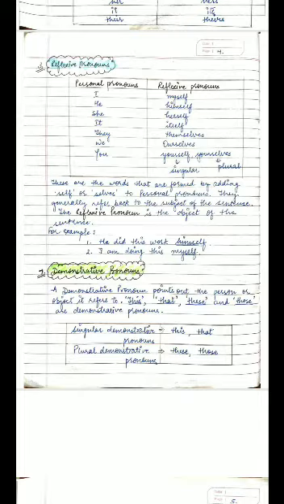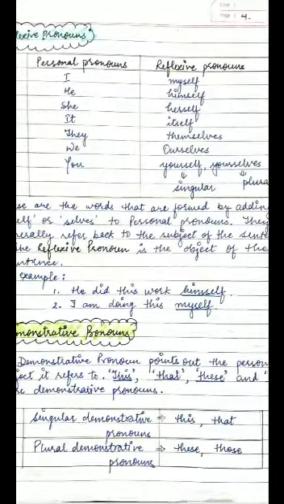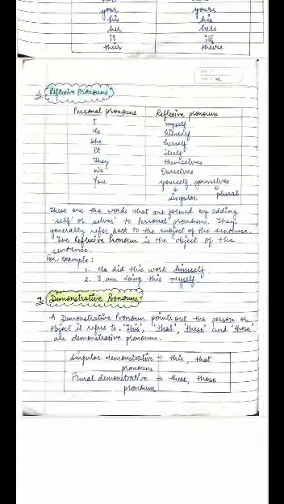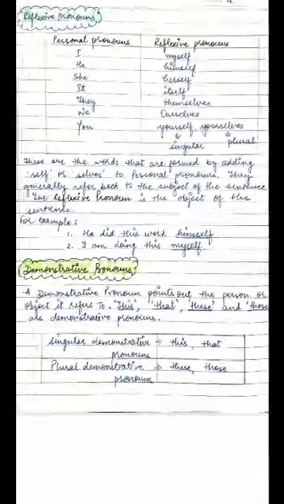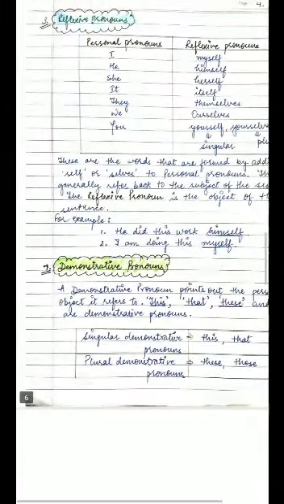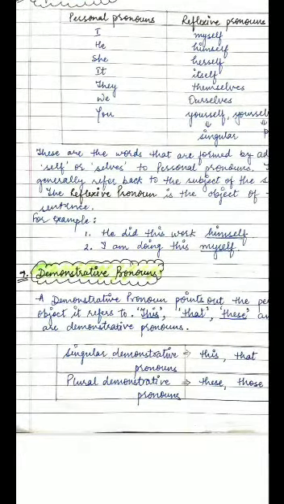We can see here in this table, personal pronoun I is converted as myself, he, himself, she, herself, it, itself, they, themselves, we, ourselves, you, yourself for singular person and yourselves for plural person. For example, he did this work himself. I am doing this myself. So the words himself and myself are reflexive pronouns.